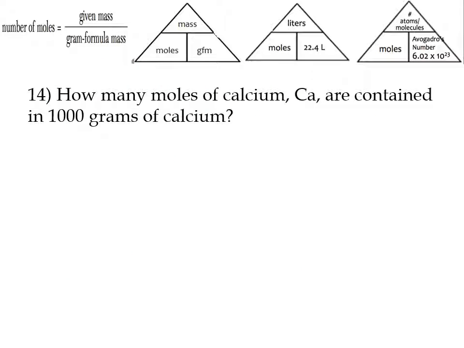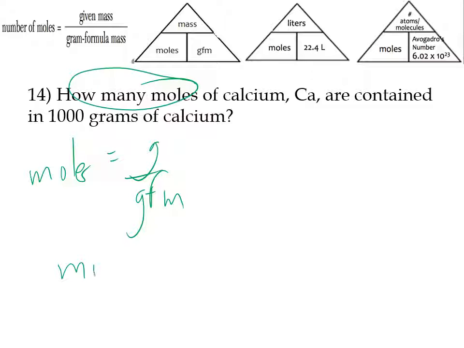Last one. How many moles of calcium, Ca, are contained in 1,000 grams of calcium? Moles equals grams over gram formula mass. It says how many moles? We don't know. Leave that right there. It tells us we have 1,000 grams of calcium. I'm going to write that up top, 1,000 grams. We need to find the GFM of calcium.